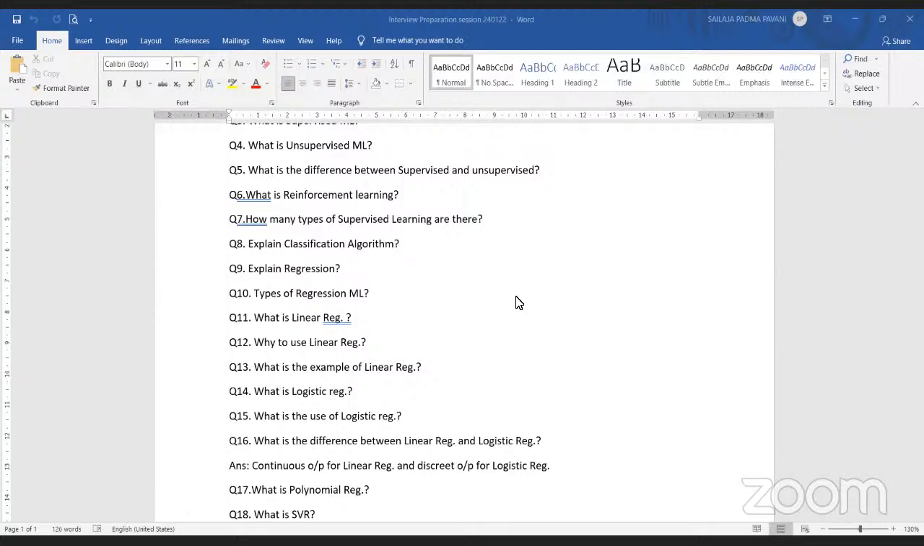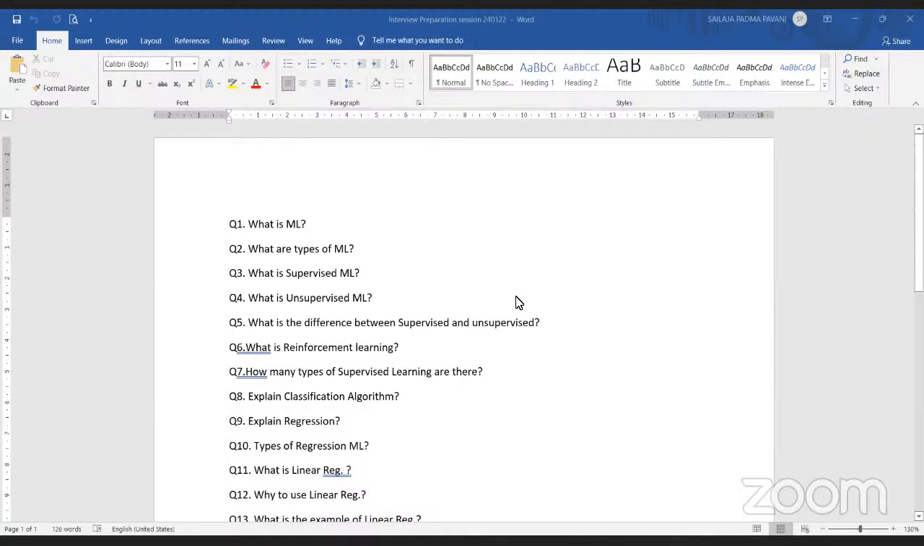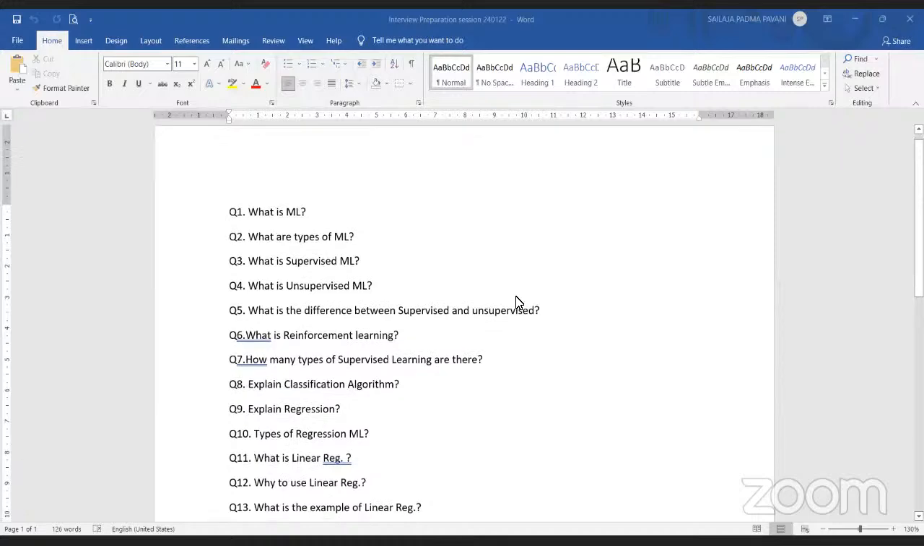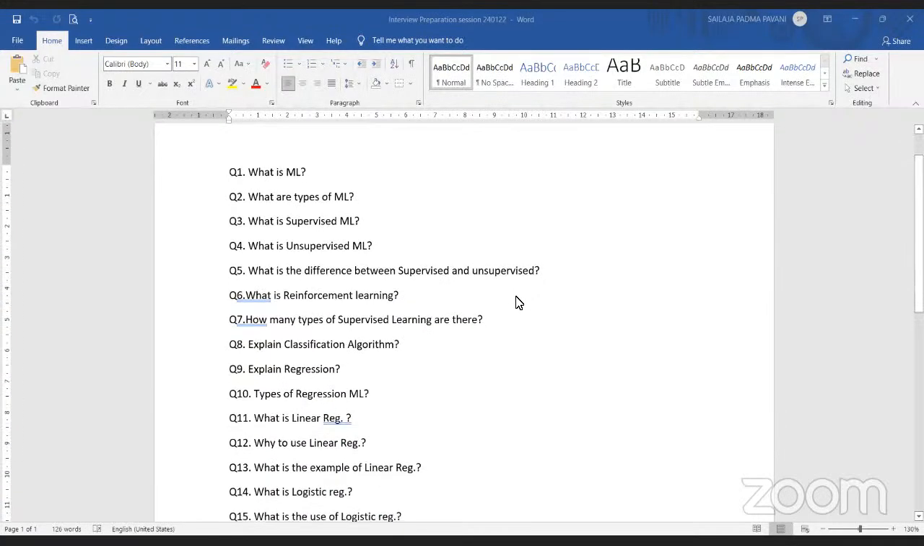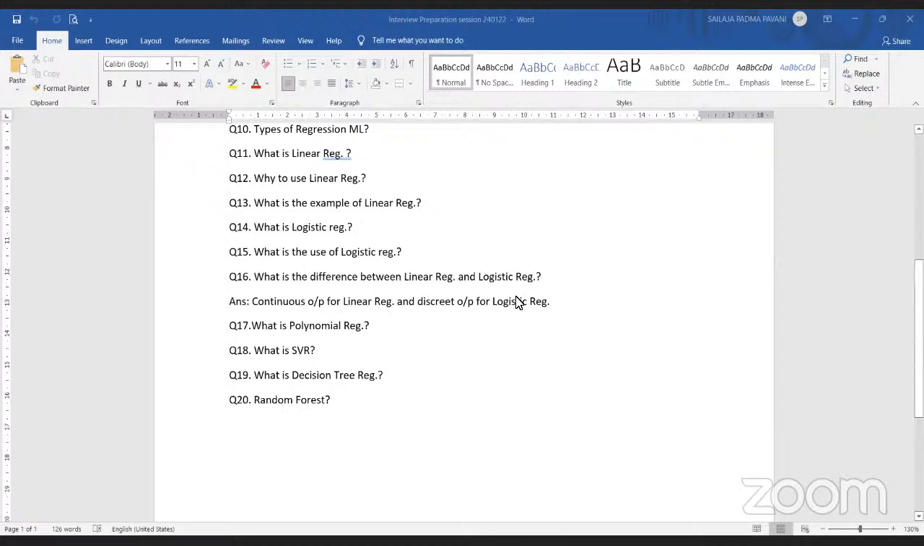As yesterday, we have discussed what is ML and what are the types in ML, and what is supervised, unsupervised learning. And in algorithms, supervised and unsupervised algorithms, what are the differences? And what is reinforcement learning and supervised learning and regression techniques and all, right?